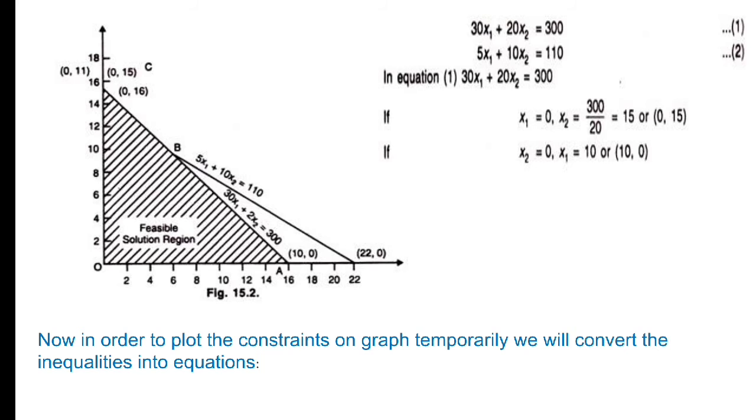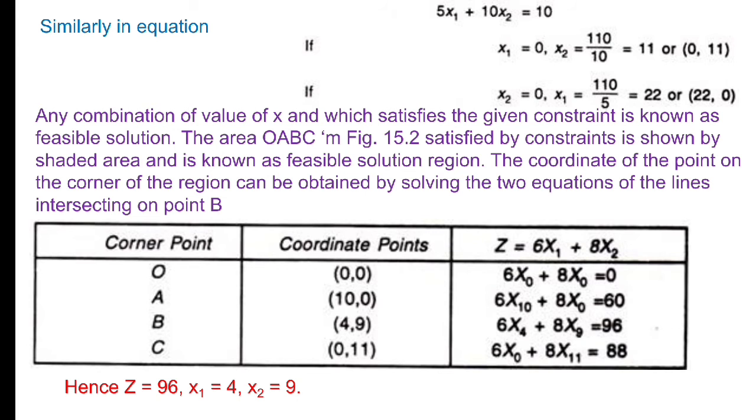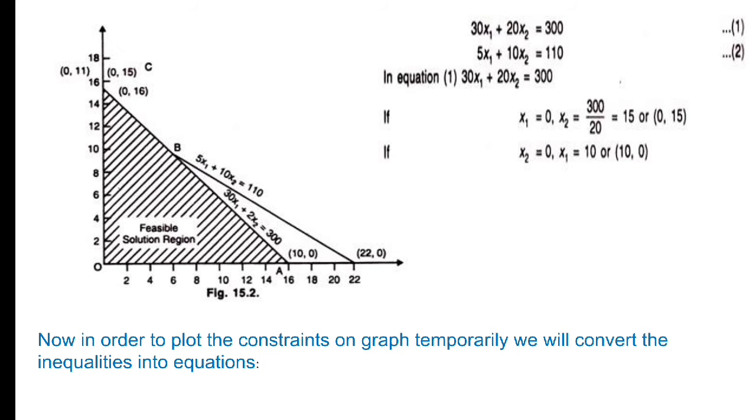In order to plot the constraints on the graph, temporarily we convert the inequalities into equations. Then the second equation is 5x1 plus 10x2 equal to 110. x1 equal to 0, x2 equal to 110 divided by 10 equal to 11. So simplify, you will get 0 comma 11. x2 equal to 0, so we get 110 divided by 5 equal to 22, so 22 comma 0. This is the way we can find it. I'll show the previous diagrams again; this is the way the graph is followed.